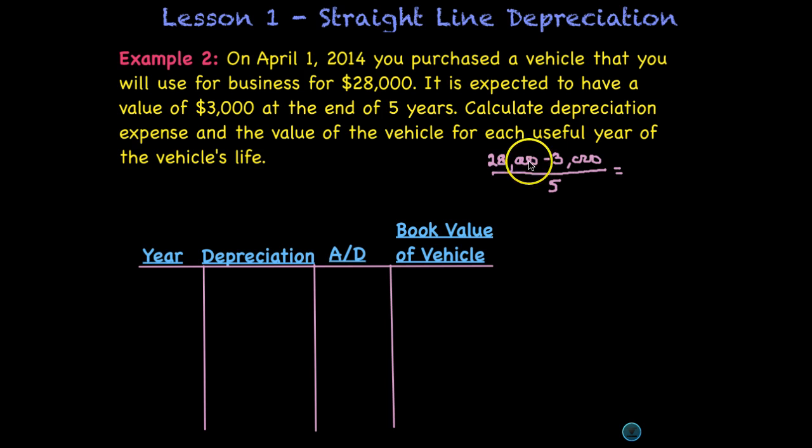Here's my calculation. I have my cost, $28,000, minus my salvage value of $3,000, divided by the useful life of 5. Well, $28,000 minus $3,000 is $25,000, and $25,000 divided by 5 is going to give me $5,000 per year. However, remember that in our first year, we didn't own the vehicle for the whole year. We only owned it from April to December. So how many months is that? That's 9 months. So I owned it 9 months out of 12.